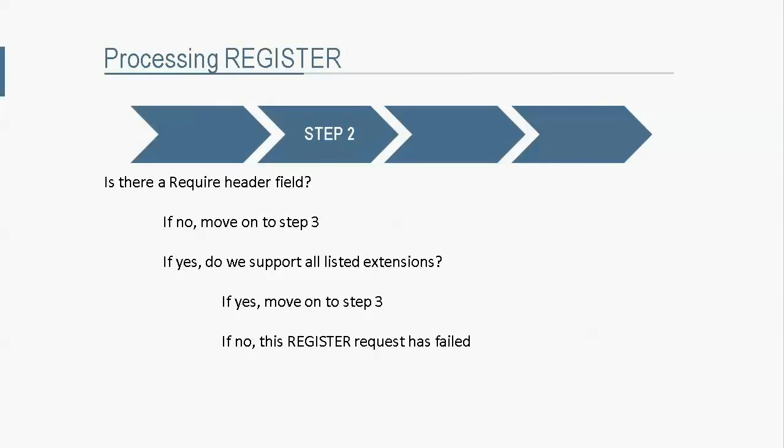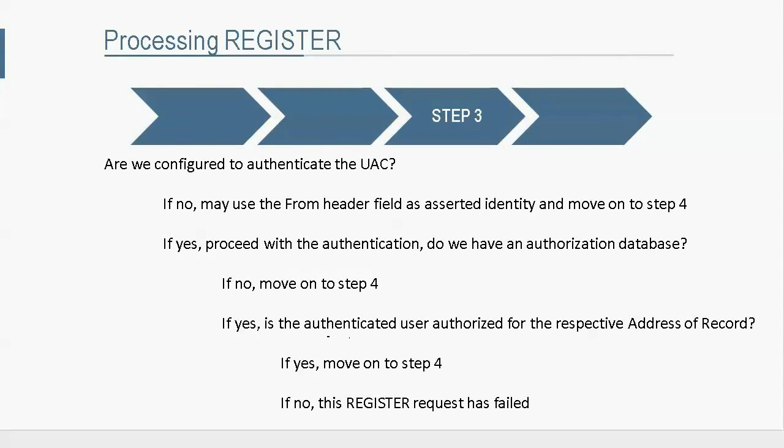Step 2. Is there a required header field? If no, move on to step 3. If yes, do we support all the listed extensions? If yes, move on to step 3. If no, this register request has failed. Step 3. Are we configured to authenticate the user agent client? If no, we may use the from header field as asserted identity and move on to step 4. If yes, we can proceed with the authentication.